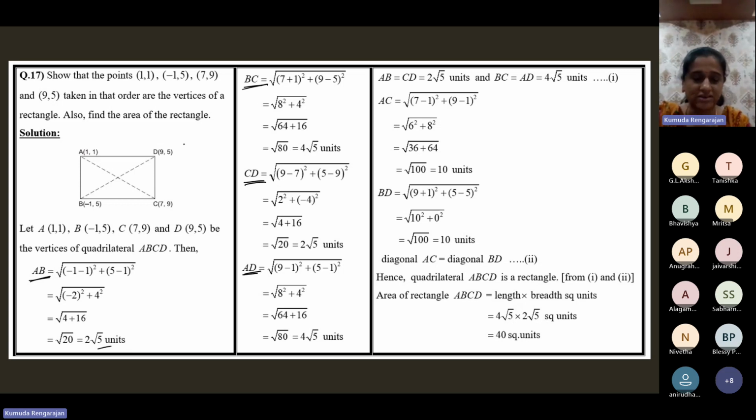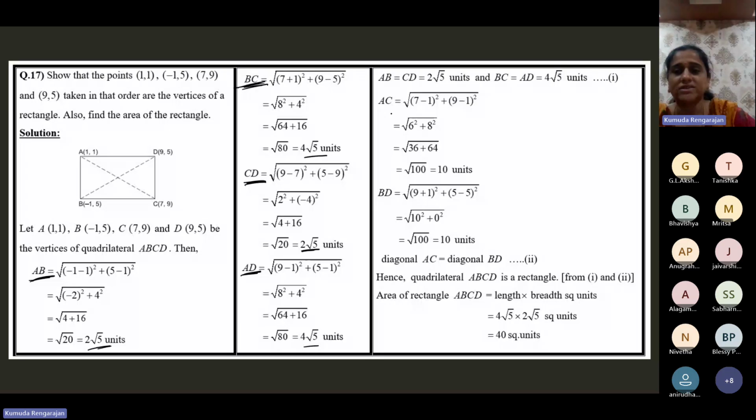We need to show it's a rectangle, and you can see that the opposite sides are equal. AB is equal to CD, 2 root 5 units. Opposite sides BC and AD are equal, 4 root 5 units. So opposite sides are equal. But when simply opposite sides are equal, it's a parallelogram. You need to show that it's a rectangle.